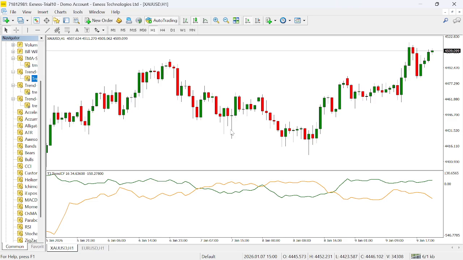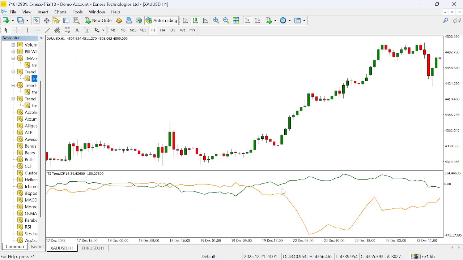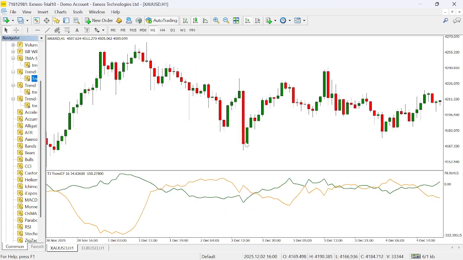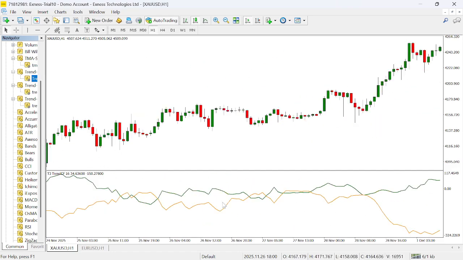You can see the indicator is already inserted on the chart in a separate window, and it's quite easy to interpret on the chart. The trend continuation factor typically appears in a separate window, like I previously said, below the main chart, generating values that reflect the strength and direction of the current trend.